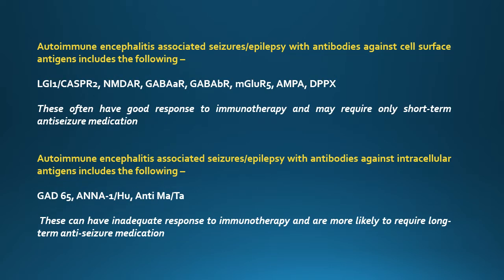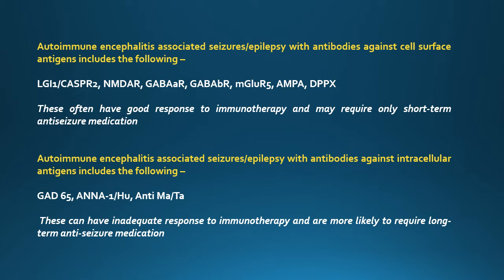Autoimmune encephalitis-associated seizures and epilepsy with antibodies against cell surface antigens include the following: the LGI1 or Caspr2 receptor, NMDA receptor, GABA-A receptor, GABA-B receptor, the glutamate metabotropic receptor 5, AMPA and others. These often have good response to immunotherapy and may require only short-term anti-seizure medication.